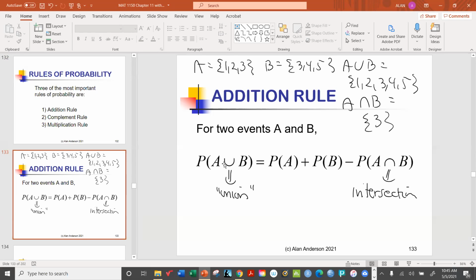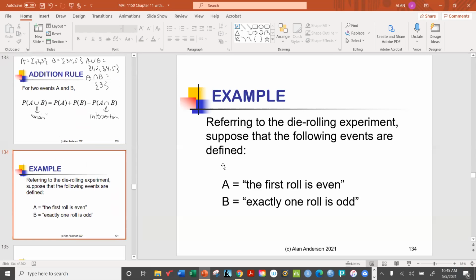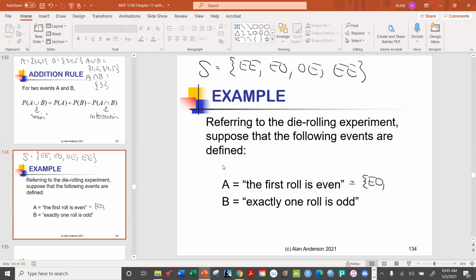Now, let's take a look at an example. Going back to the original experiment that we had in this section, we have a sample space consisting of the values EE, EO, OE, and OO, which refer to evens and odds. So for example, OE means getting an odd followed by an even, EO means even followed by odd, et cetera. So imagine the following two events that we can define. The first roll is even means either we have EO or OE. I'm sorry, EO, yes, but EE is another possibility here.